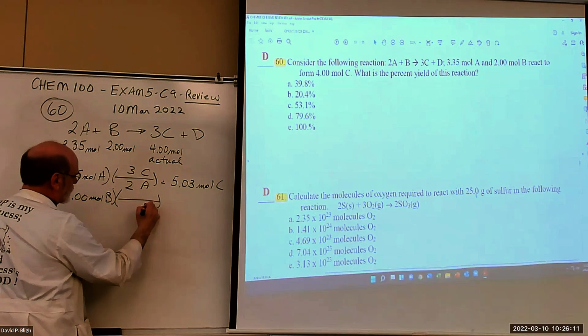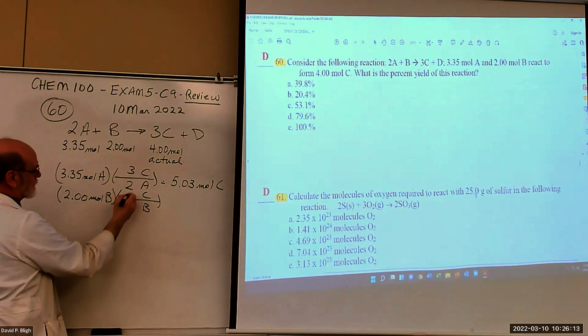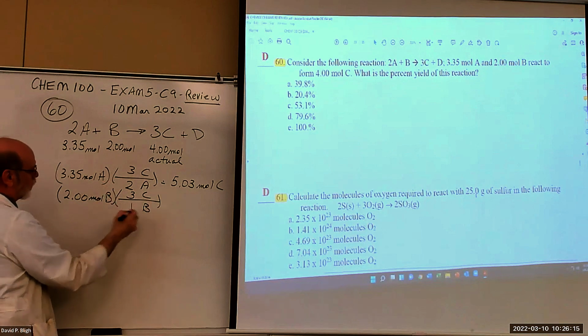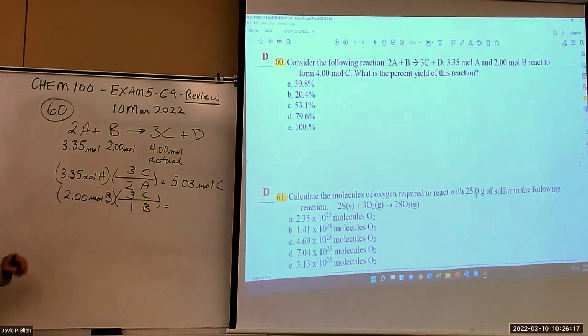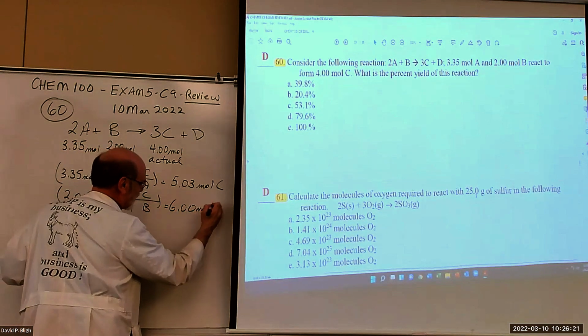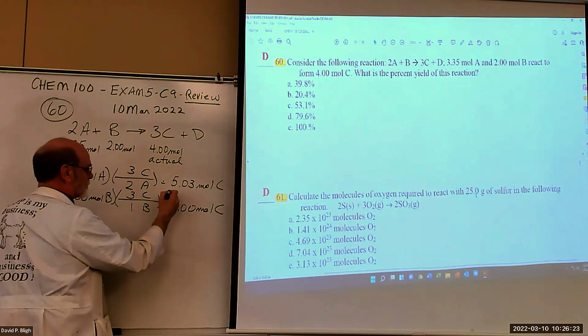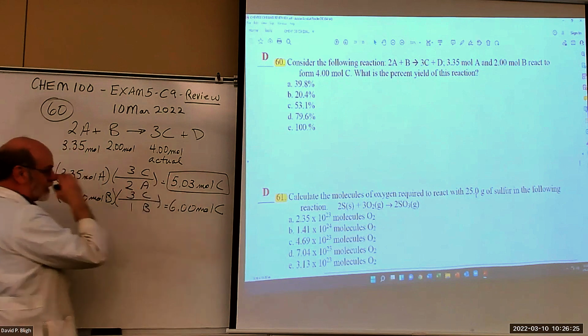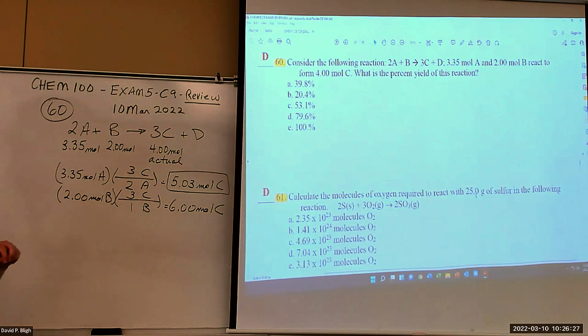Okay, so we're going to get rid of B, make C. C is still 3, B is 1. So 3 times this, 6. Right, so now we know which one's limiting. That's the theoretical amount for C.